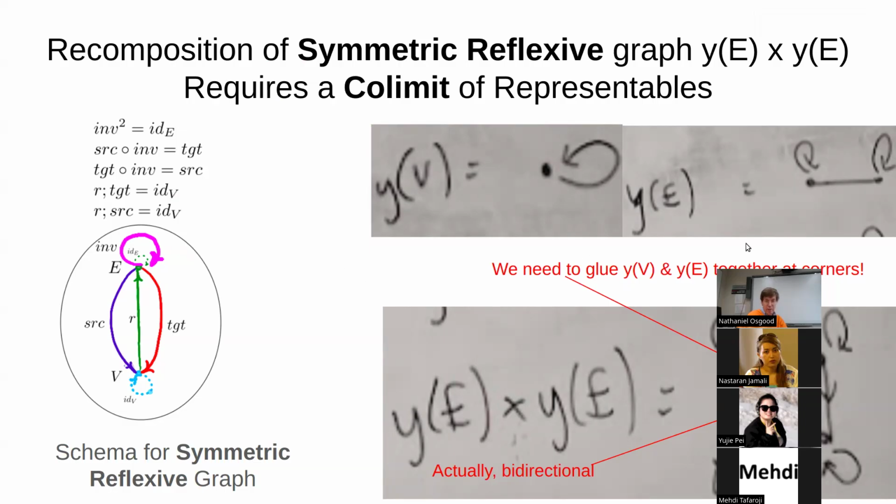Representable for edge. Let's reason about the representable for edge, right? So that's what Y of E is. So the representable for edge, maybe we'll consider this as a C-set instead of a C-opset. So we're going to consider all the things we can get to, all the ways we can get from E.